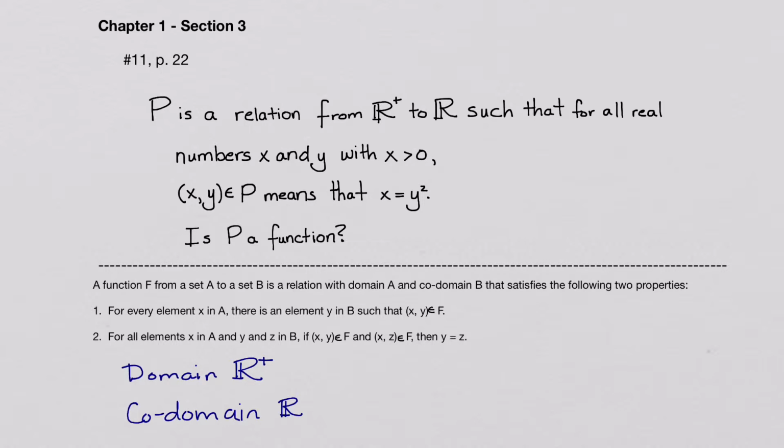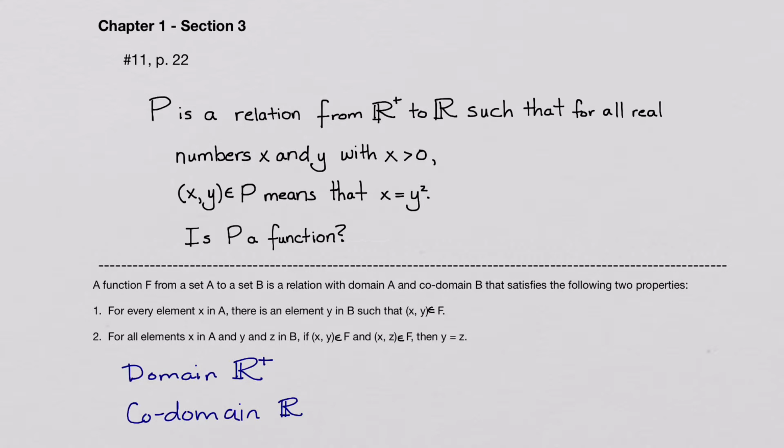And these need to satisfy the two properties. For every element x in A, there is an element y in B such that (x, y) is an element of the function. What this is telling us is that every positive real number x has to correspond to some real number y such that x is equal to y squared. That's our definition for p.